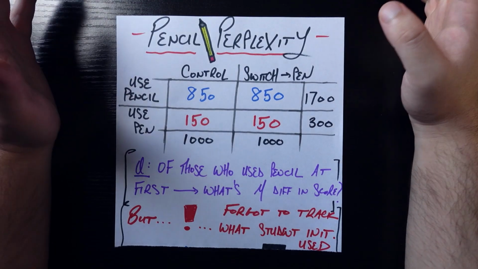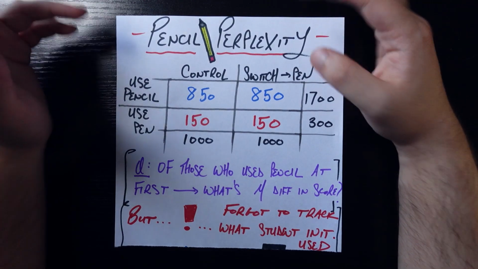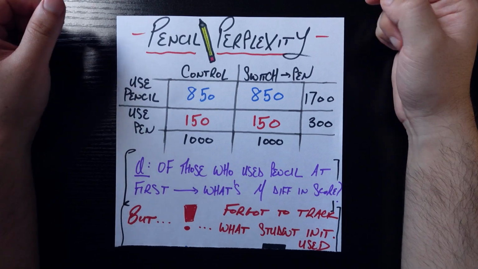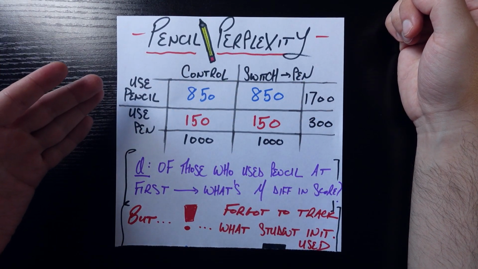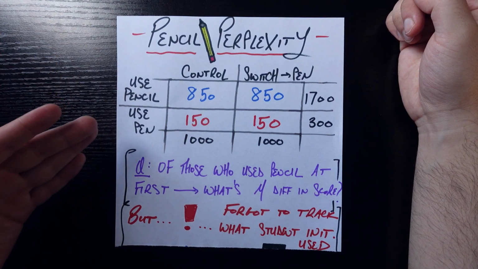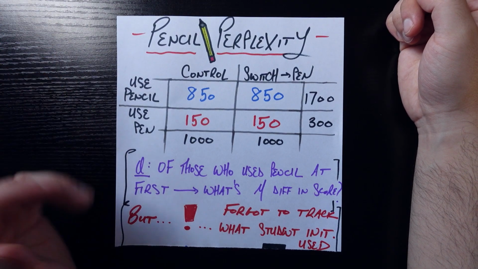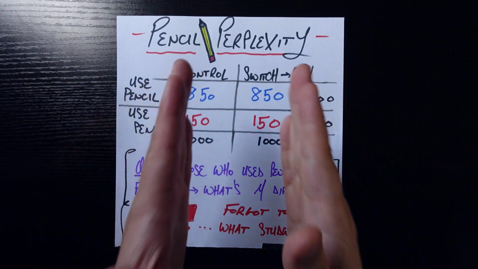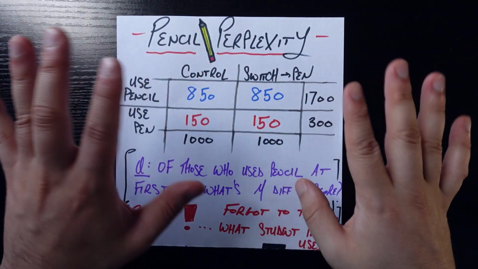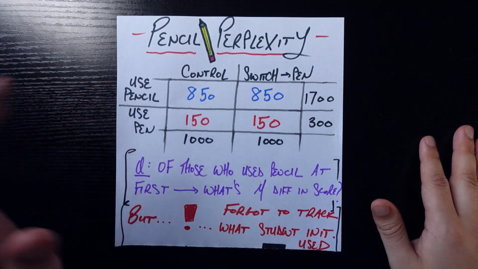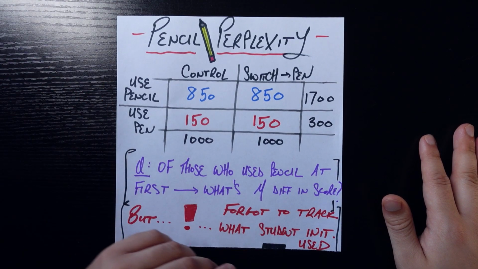Let's say that we are running this experiment in a school full of 2,000 students. And so let's say that 1,700 of these students currently use pencil on their exams, and 300 use pen on their exams. We randomly split these students up into two groups of 1,000. The first group, which is the control group, we just let them keep doing what they're doing. We say, if you're using pencil, keep using pencil. If you're using pen, you can keep using pen.